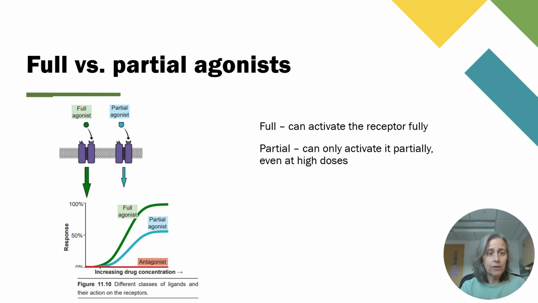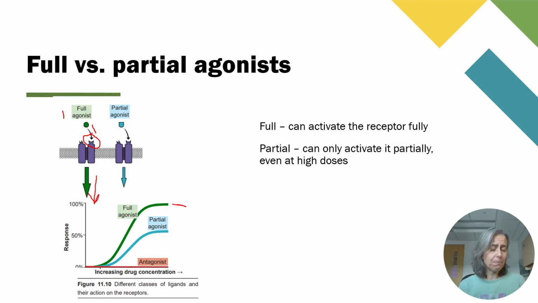So here in green is our full agonist. It's going to bind to the receptor. Here's the binding site here. It's going to attach, and that's going to result in a full response. So dose response curve, right? We're going to get just as high of a response as we would with the natural ligand.